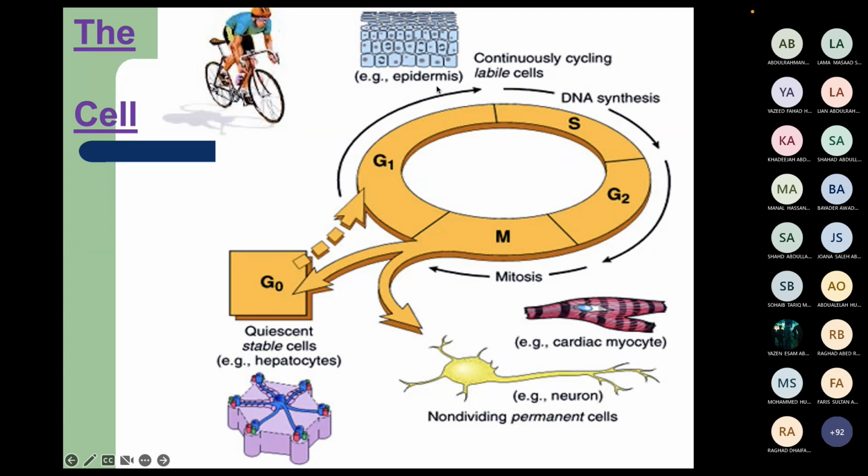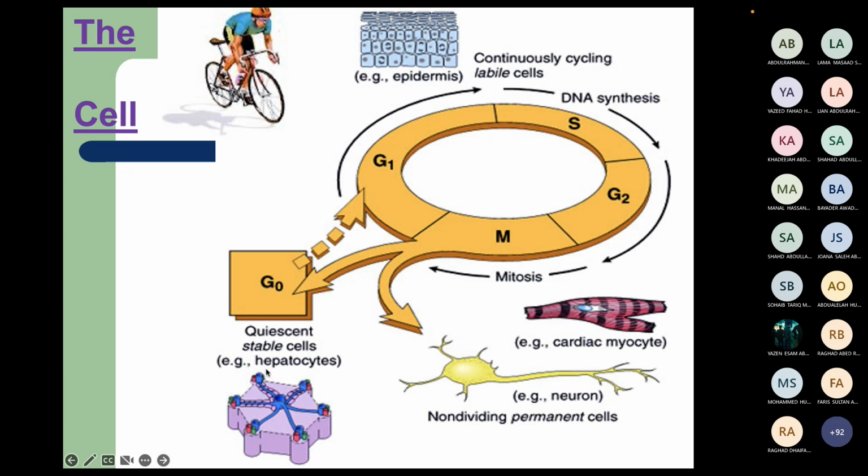What are epidermal cells? They are continuously dividing, continuously cycling cells. They are called labile cells. So the epidermis is one example. Then here at the bottom, on this side, we have the hepatocytes. These are the quiescent cells. They are quiet, but they can divide. They are called stable cells, right?